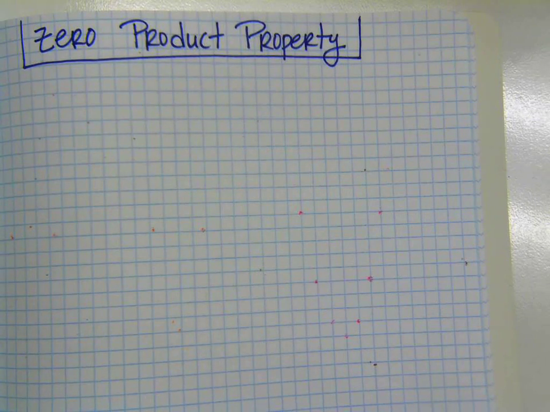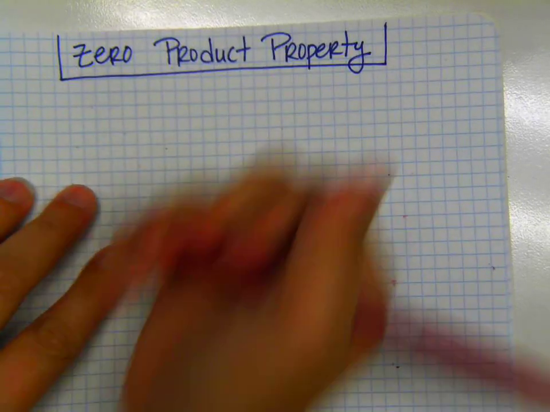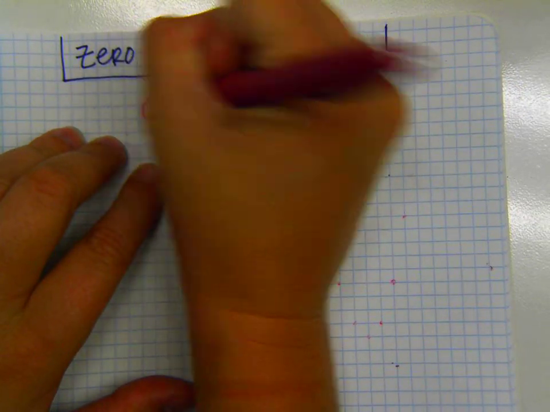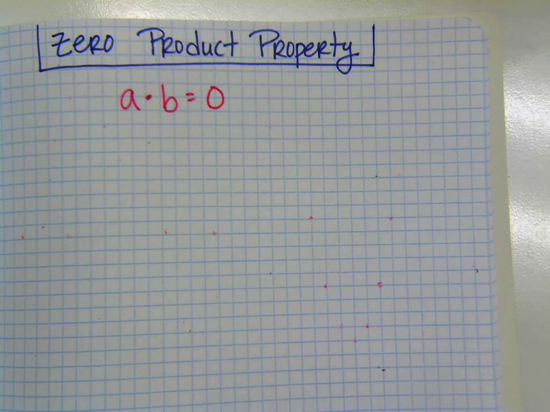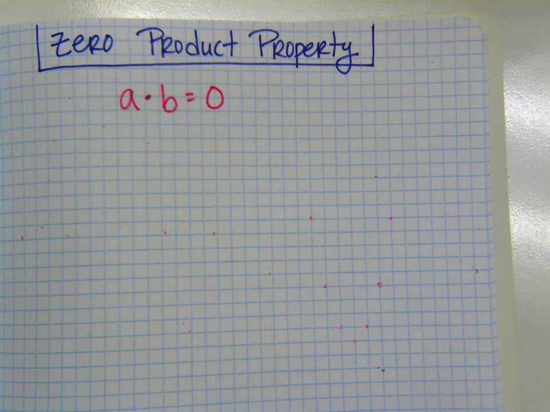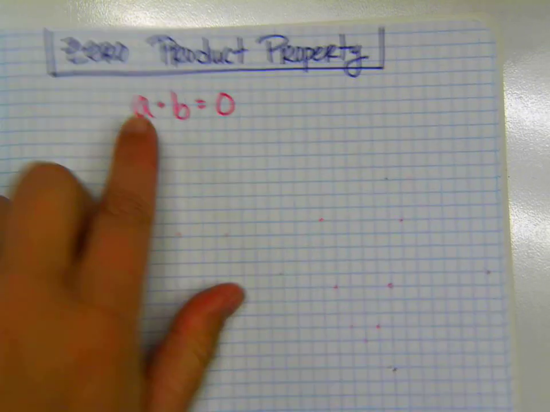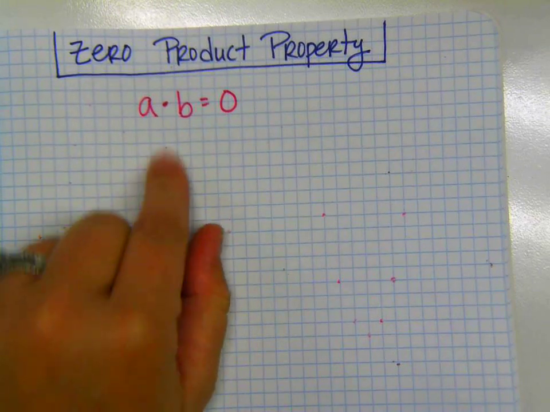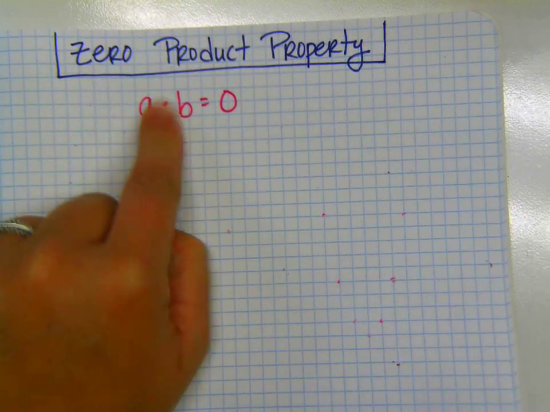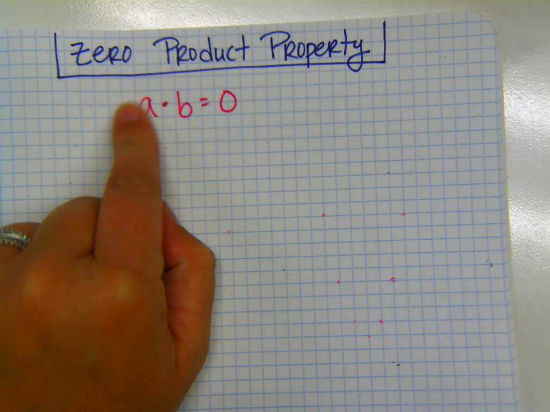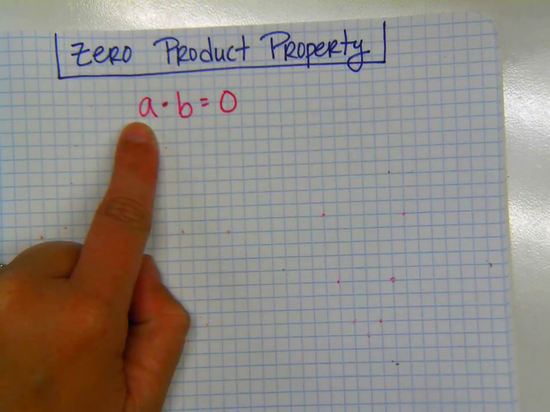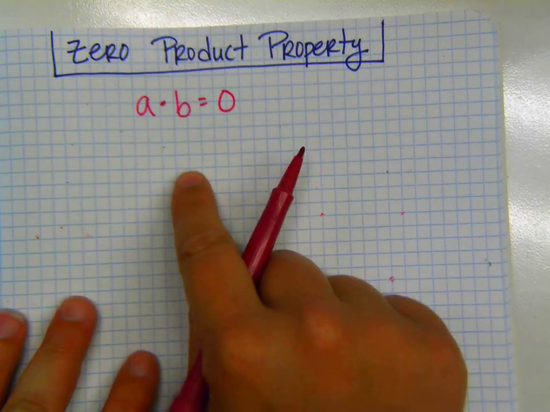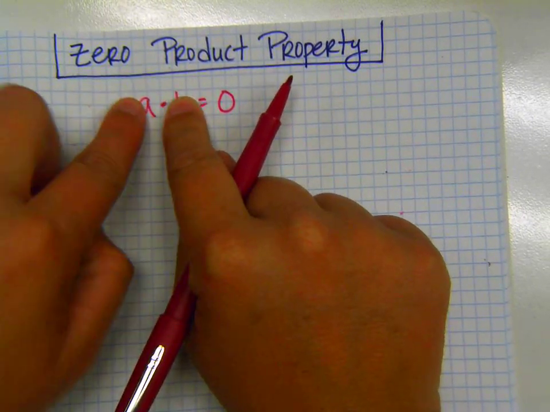Zero product property. All right, so let's say we have something that looks like this. A times B equals 0. Okay, so we have something times something equaling 0. Let's say that we know that A is 6. What does B have to be in order for this to work? Hopefully you said B is 0. Okay, what if we know B is 6? Then A would have to be 0.